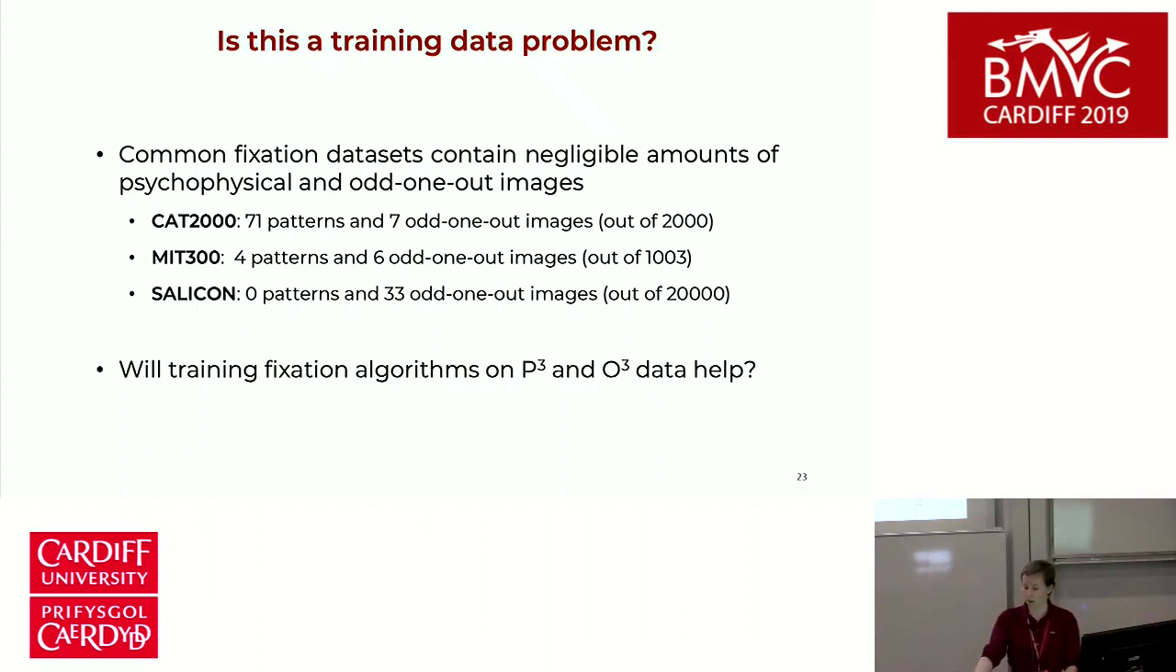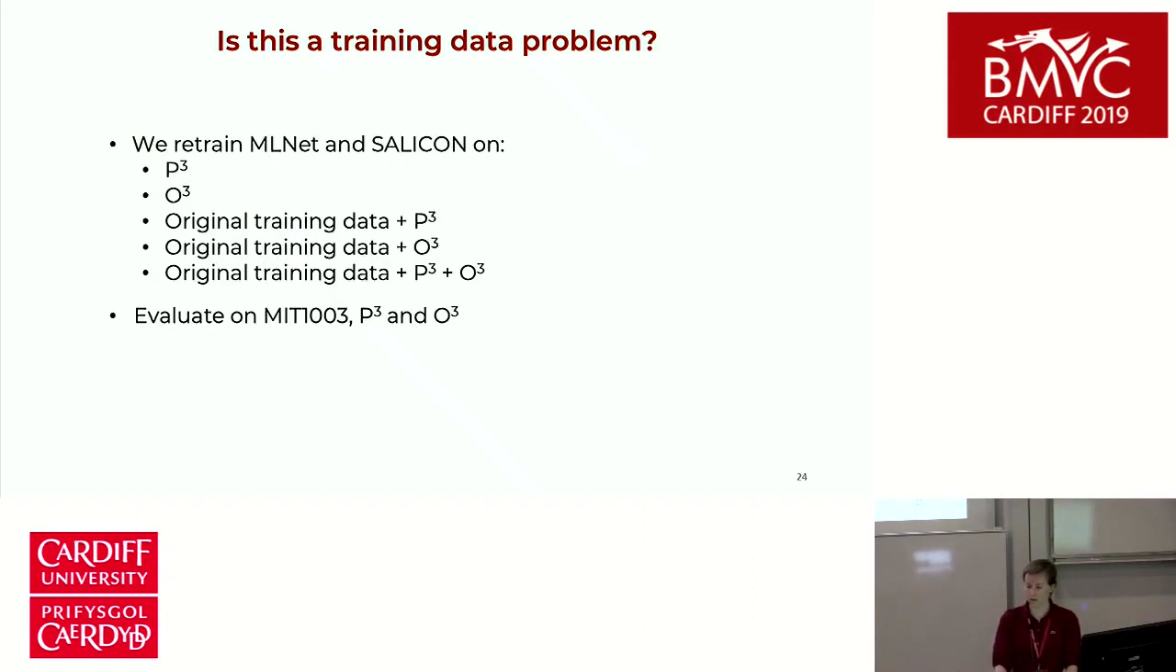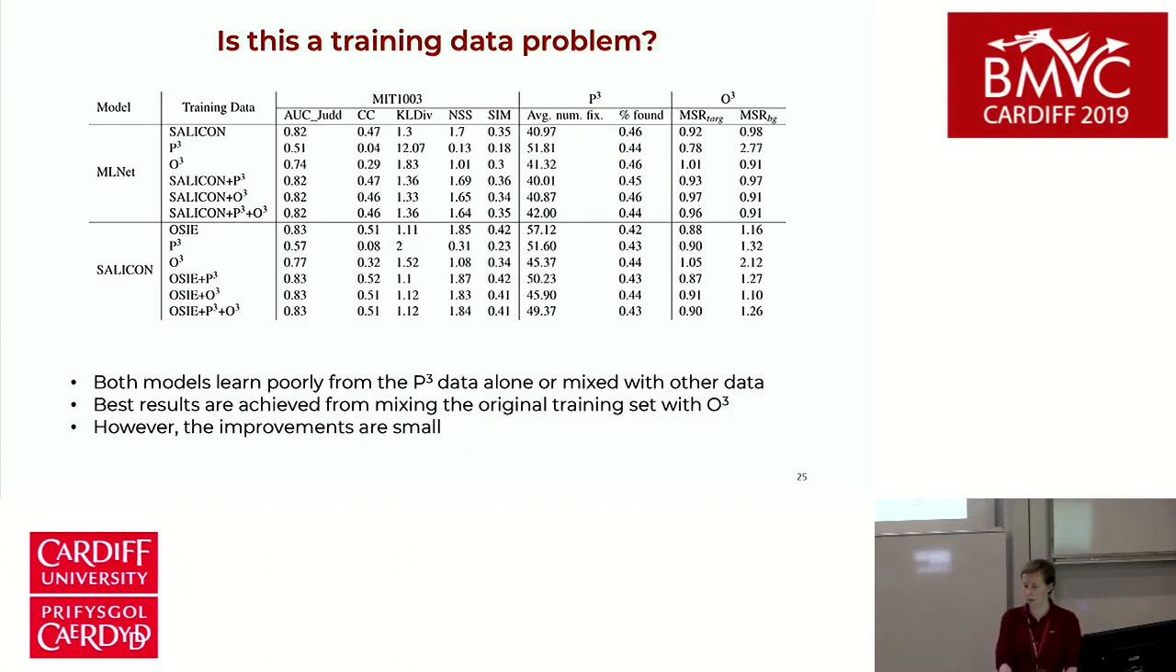So the next thing we tried is to train two algorithms that had publicly available training code on our datasets and on different mixtures of the original training data and our new datasets. And then we evaluated them on MIT1003, P3, and O3. So this table shows the results.